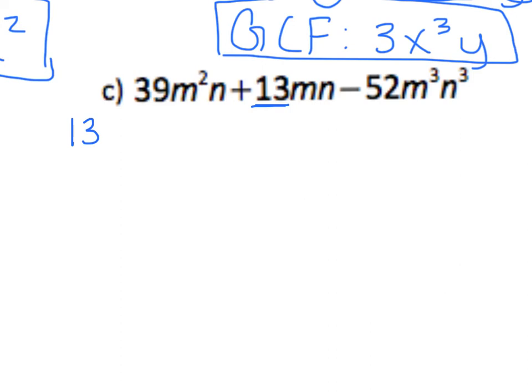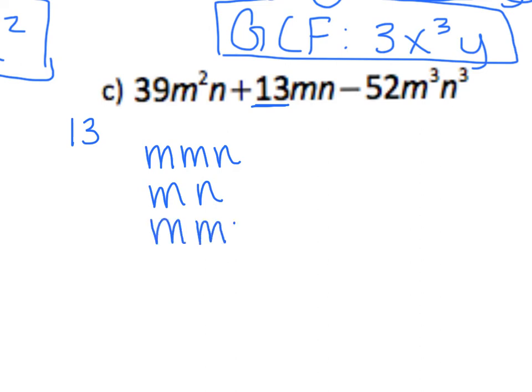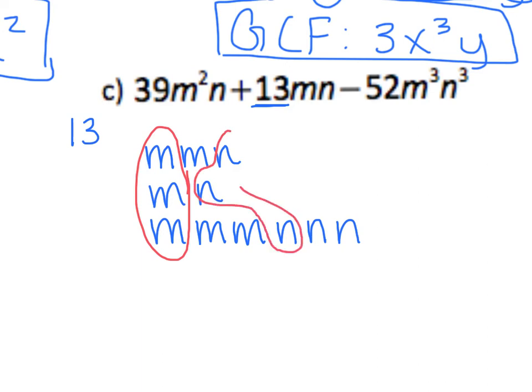Now it's just for the variables. So for the first one, we've got m squared, or 2 m's, and an n. For the second one, we have m and an n. And for the third one, we have 3 m's and 3 n's. So they have at least 1 m in common and at least 1 n in common. So I know my greatest common factor is going to be 13mn.